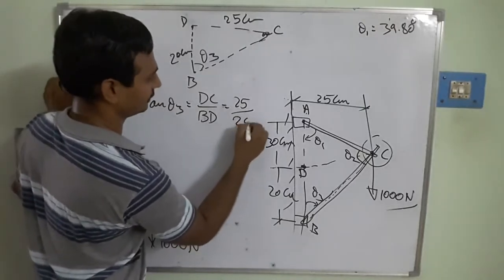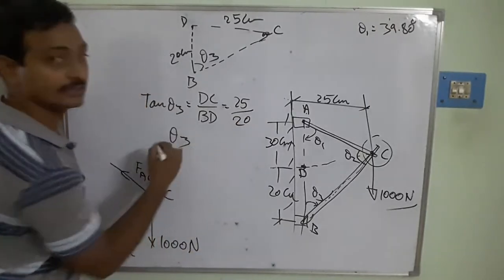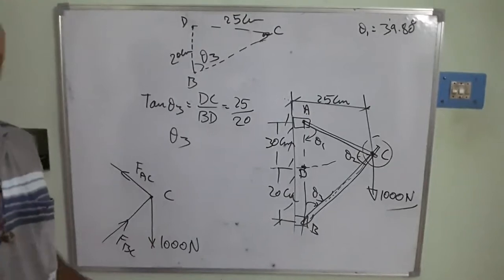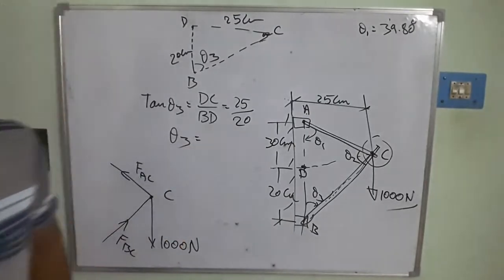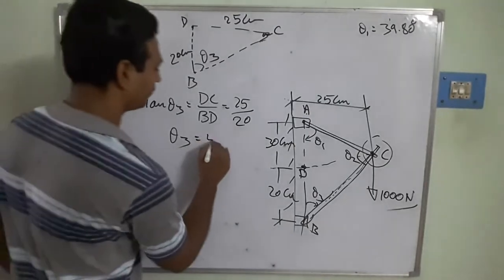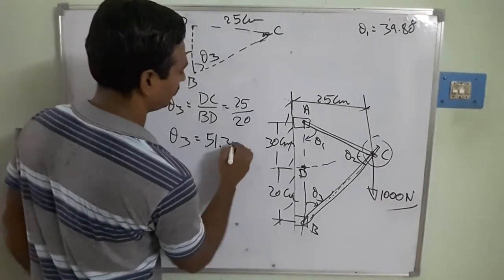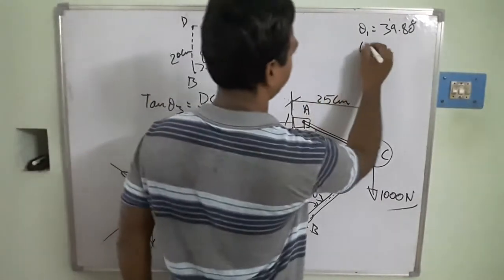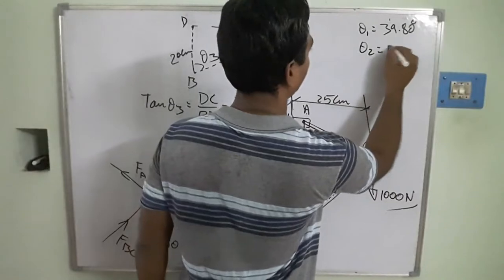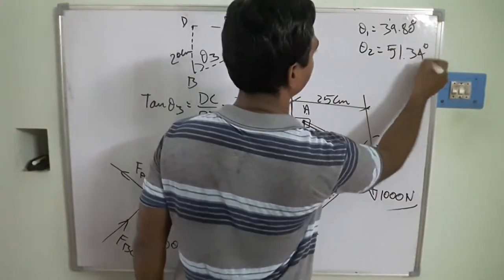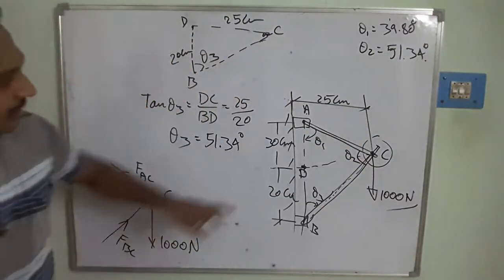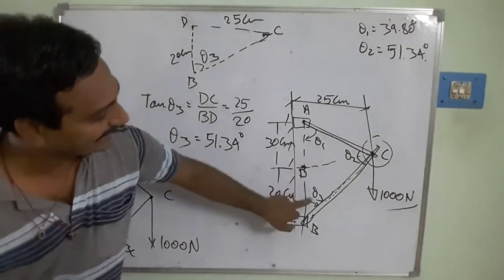Sorry. So this is the 20 centimeters. Then theta 3, we got it around 51.34 degrees. So I am writing theta 3 is equal to 51.34 degrees, we got it. So once we got it here, theta 1 and theta 3 we got it.